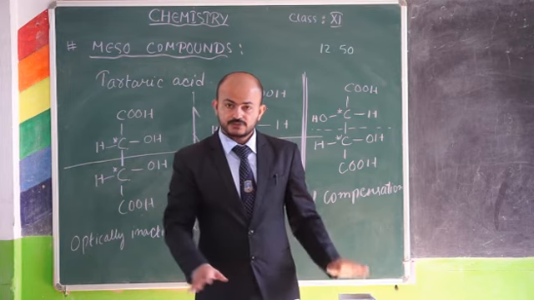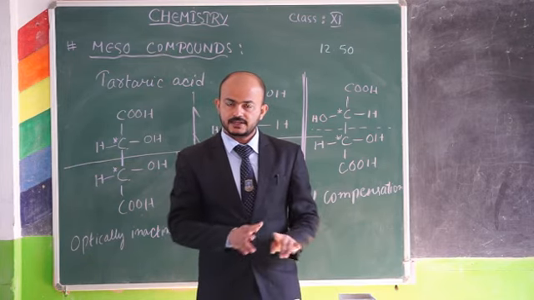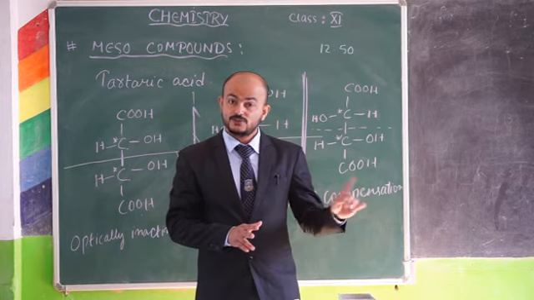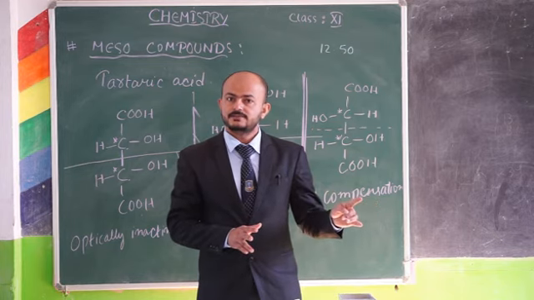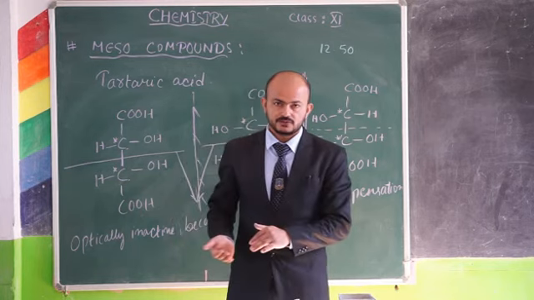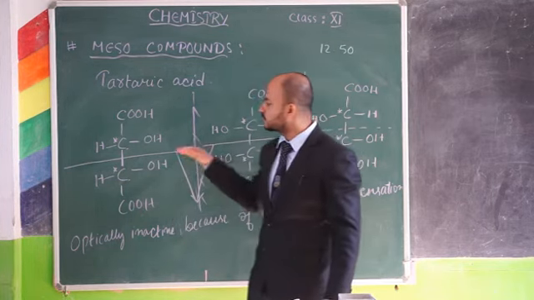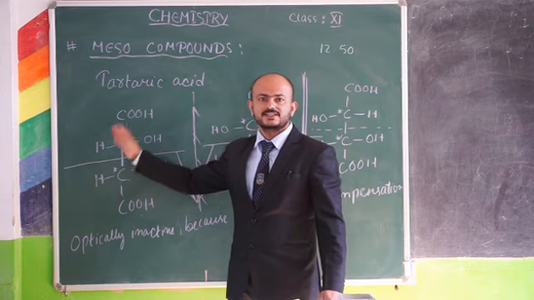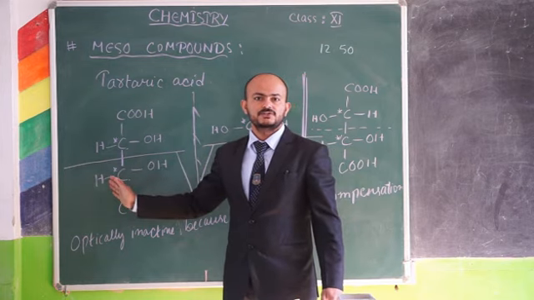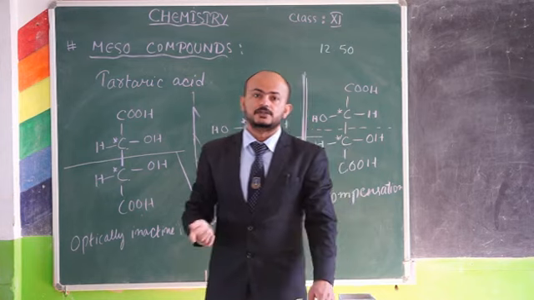So what you have to remember from today's class? Diastereomers and enantiomers, with examples. And the difference between enantiomers and diastereomers. Then we move on to meso compounds. We have to explain with an example. We have to show the plane of symmetry. We have to say it is because of internal compensation. And the difference between racemic mixture and meso compound.